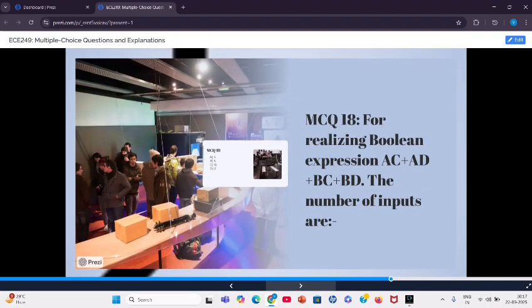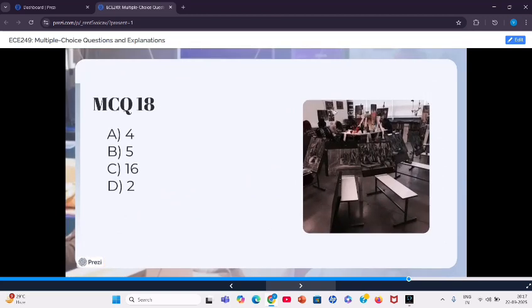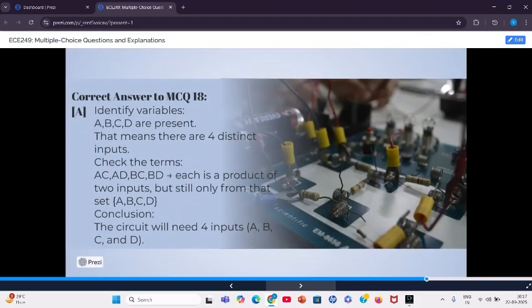Moving on to the next question. For realizing the Boolean expression AC plus AD plus BC plus BD, the number of inputs is option A, 4, option B, 5, option C, 16, option D, 2. I hope you all have paused the video and guessed the answer. Moving on to the correct answer. Correct answer for question 18 is A.